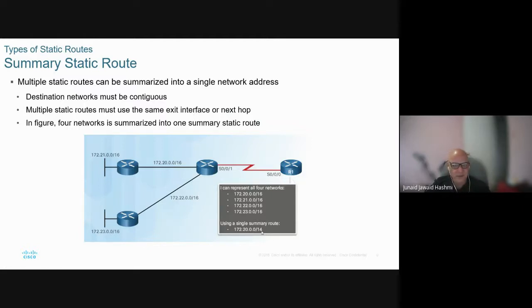What is the purpose of this? It just makes the routing faster. Okay, it's the router algorithm that uses it to improve the performance of the routing. This is called the summary route.